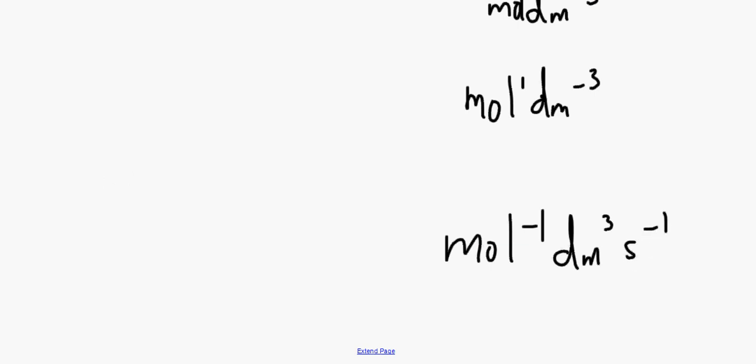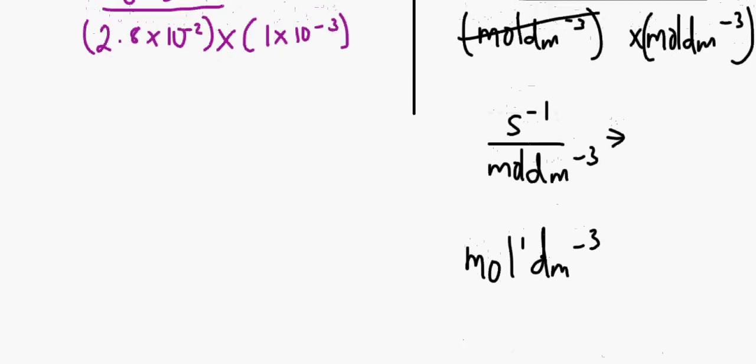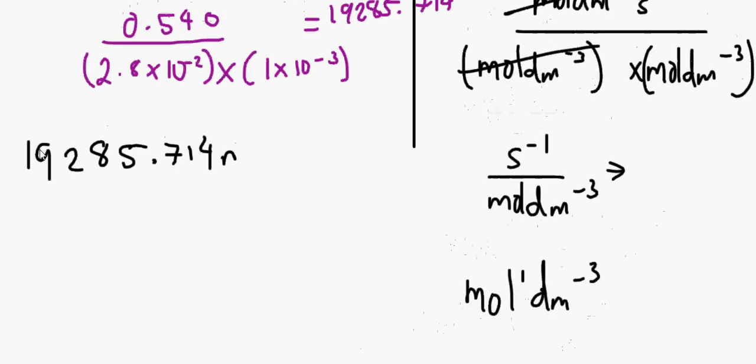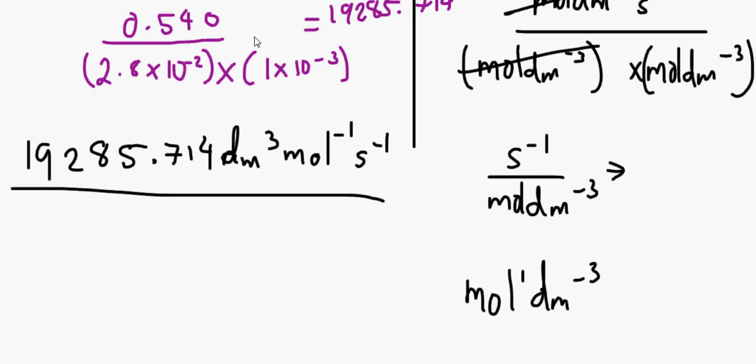Conventions say that we should put the positive powers first. That's dm3, then mole minus 1, then s minus 1. I think it's important to do that. You should do that. So the answer would be 19285.714. I can't remember what the units are. dm3 mole minus 1, s minus 1.